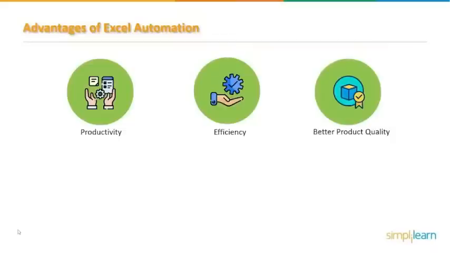Better product quality. Excel automation improves quality in several ways, including eliminating human error, increasing consistency and accuracy, the ability to create more complex projects, and the detection of mistakes along the way. Improved safety.